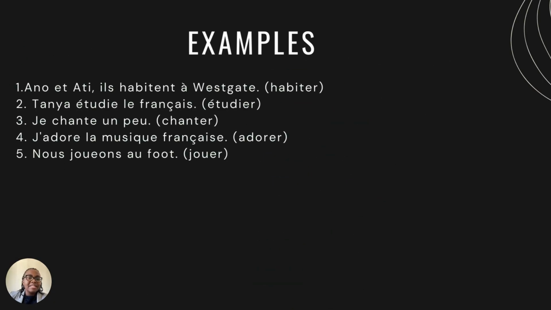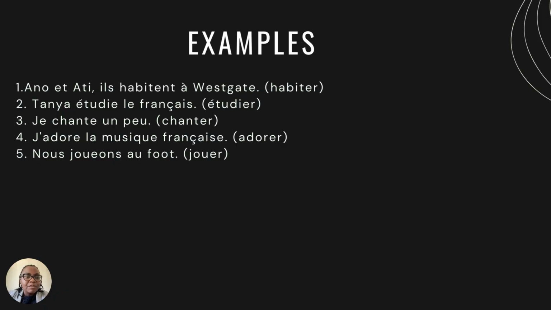Let's look at some examples of sentences with the verbs that have been conjugated with different subjects. Number 1, Anno et Ati, ils habitent à Westgate. We have the verb habiter. This is the verb that we have conjugated. So whenever you have two people or more, that will be the subject ils, the third person plural. It's equivalent to ils or elles. You say they. So we have removed the er and replaced it with an ent.